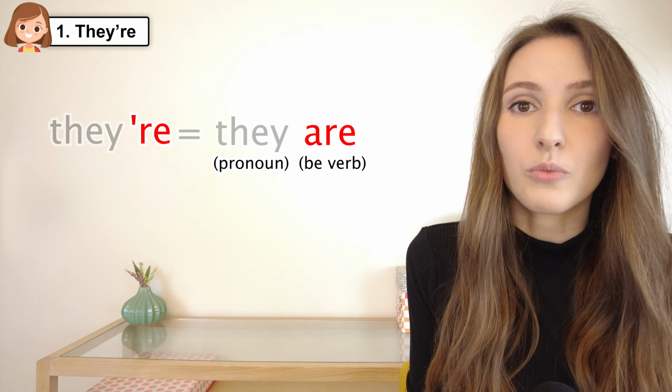They're my friends. The people I am talking about are my friends. They are my friends. They're going to the shopping mall this weekend. They are going to the shopping mall this weekend. A contraction makes a sentence sound more natural.